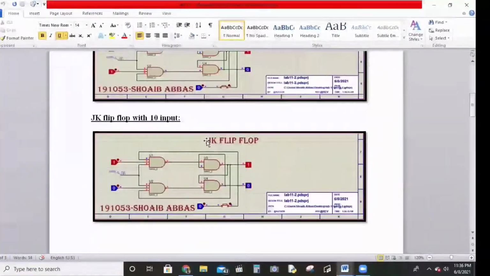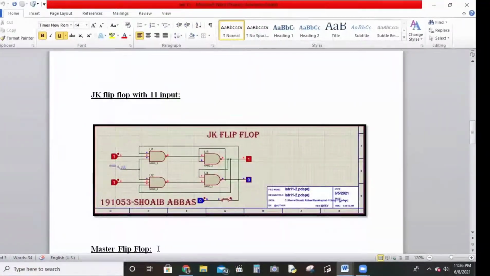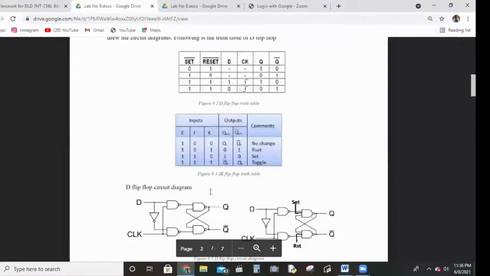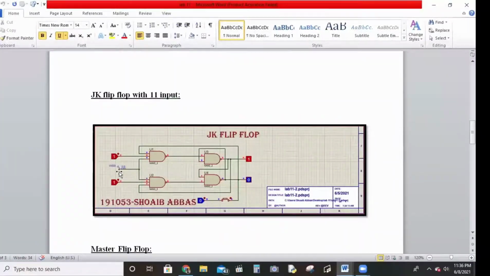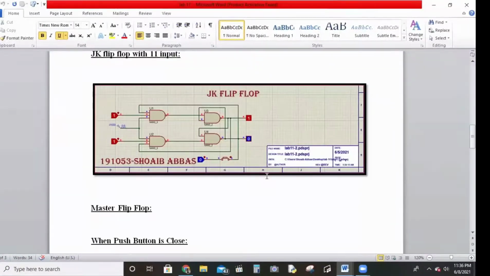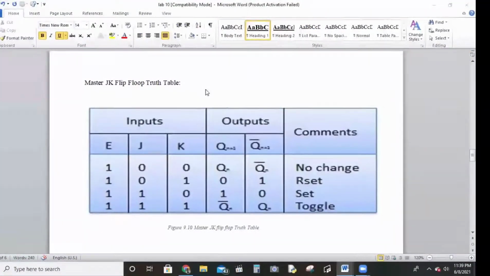Now we will move for the JK flip-flop, and I'm going to see one of it, that is 1 1. So we will see. This is our JK flip-flop's truth table. We will see when J and K both inputs are 1, then the output toggles to 0 and 1. We can see over here that when both these inputs are 1, then outputs are 1 and 0. So we can say that our simulation is true. As this is our JK master flip-flop truth table.